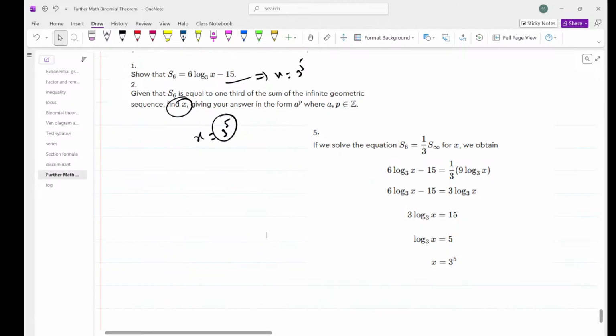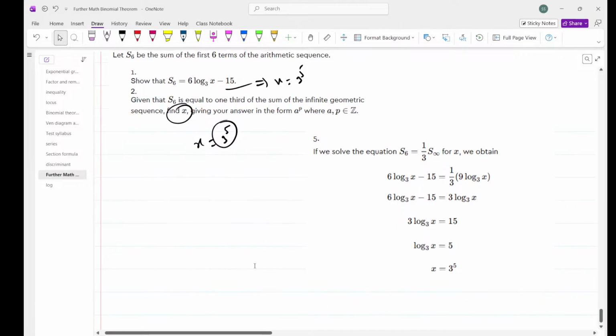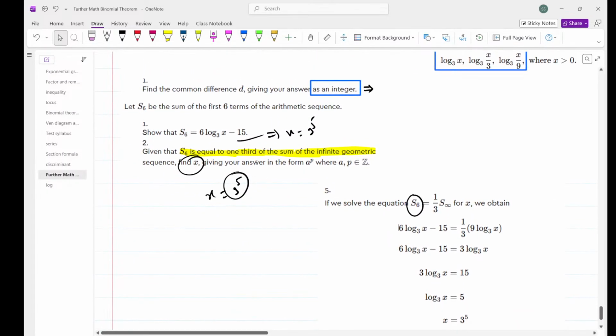It said that given that S6 is equal to one third of the sum of the infinite geometric series. What are you doing? See, it is written that S6 is equal to one third. I thought one third of S6 was the sum of the infinite series. Given S6 means S6 is your subject now, equal to one third. Okay, then yeah, let me see. Yeah, okay, I think I can do this now.